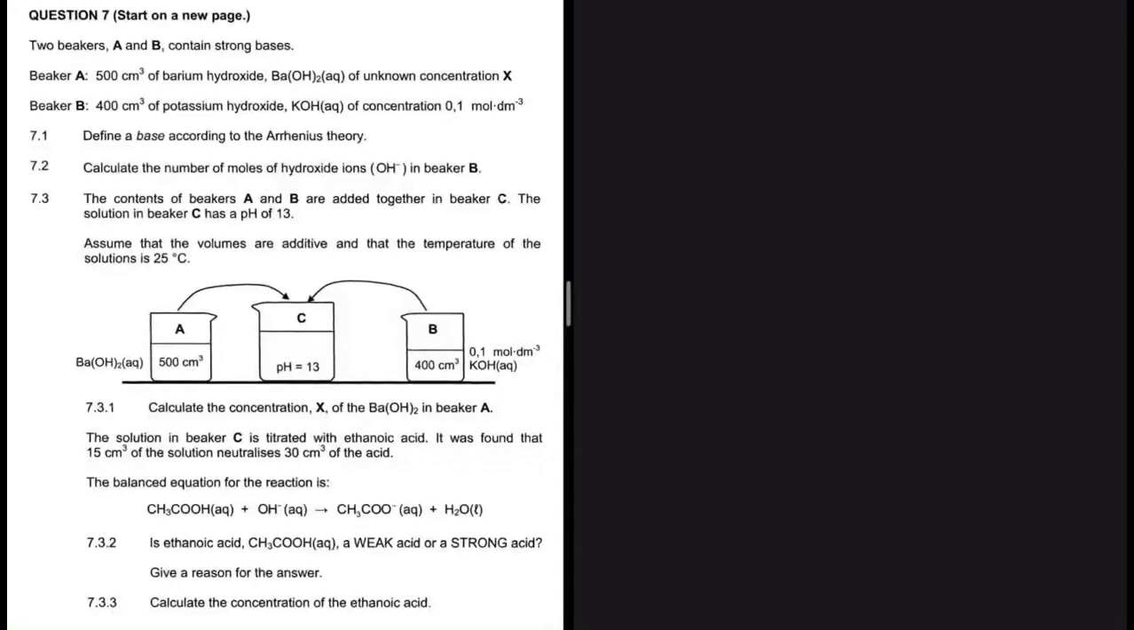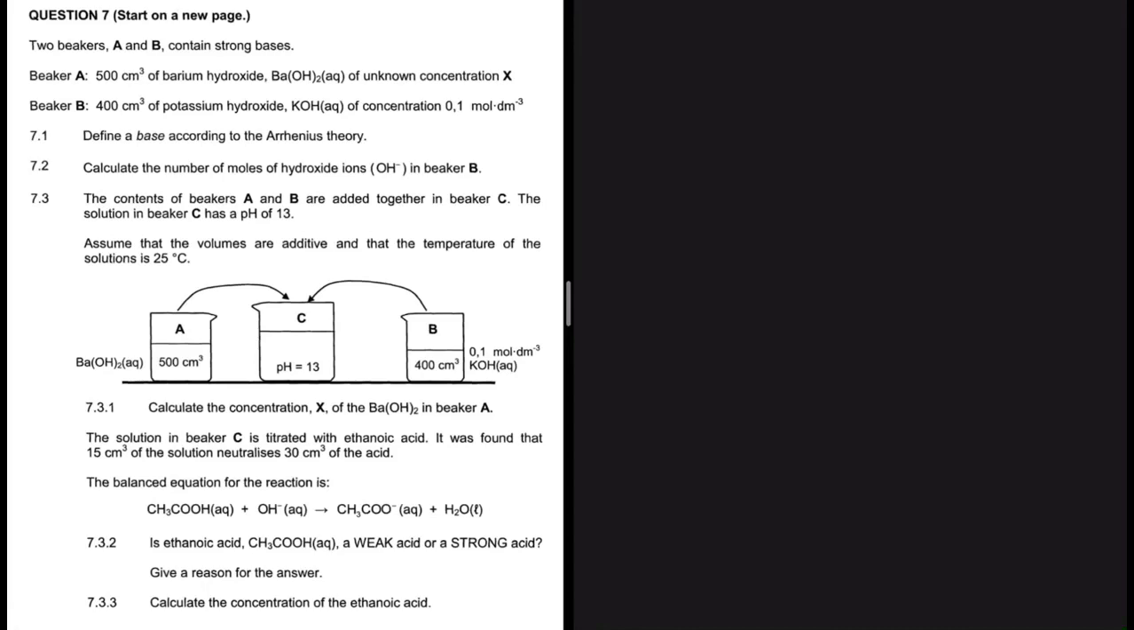So we have two beakers, A and B, containing strong bases. Beaker A has 500 cm³ of Ba(OH)2 of unknown concentration, and beaker B has 400 cm³ of potassium hydroxide, KOH, of concentration 0.1 mol/dm³.